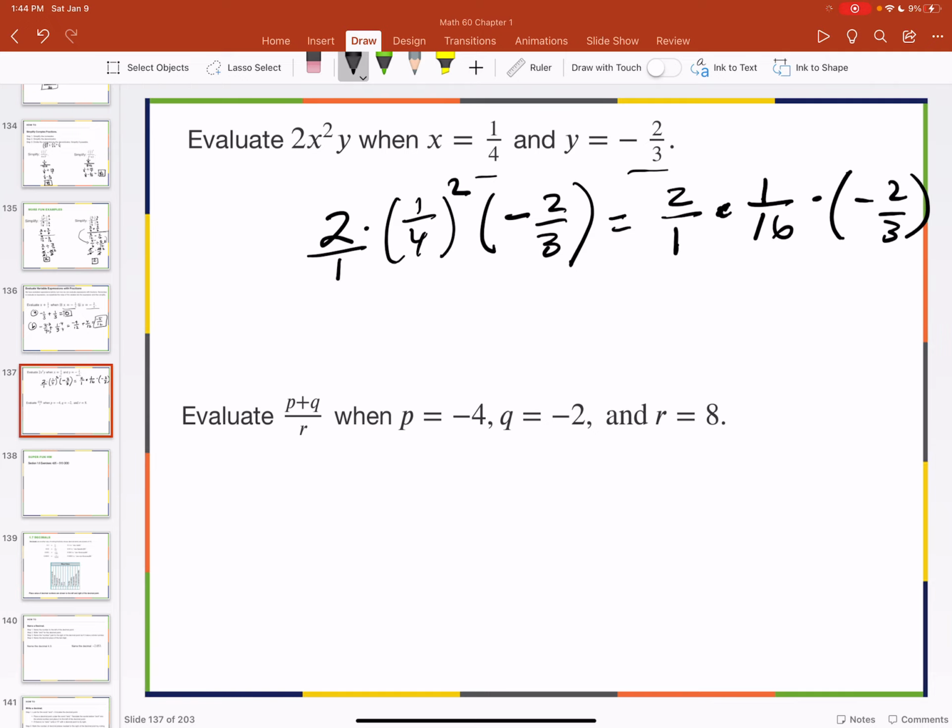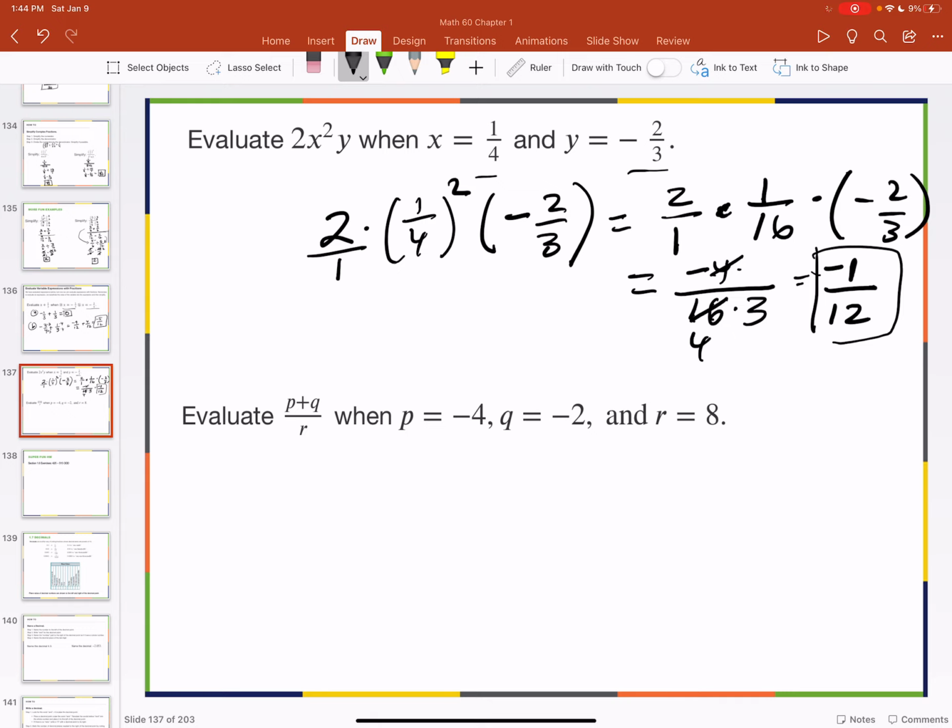So, okay, across the top, it's 2 times 1 times negative 2. That's negative 4 on the top. And on the bottom, you have 16 times 3. But 4 divides into 16 4 times. So then you're going to get a 1 here. So negative 1/12, because 4 times 3 is 12. Okay.